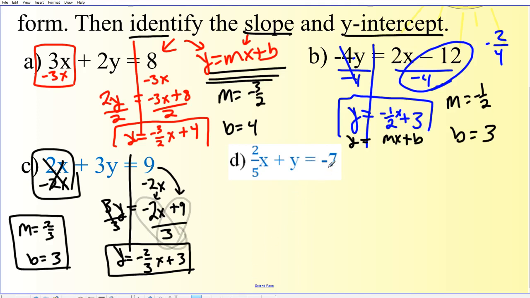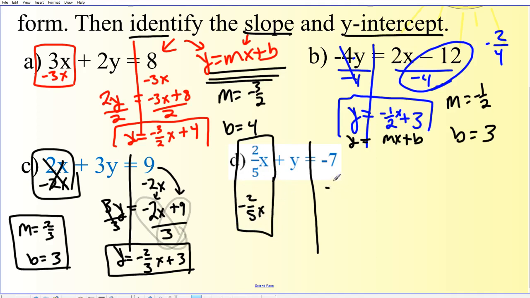Letter D. Well, to get y by itself, I got to get rid of this junk. Since it's being added to the y, we're going to subtract it away. I'm going to subtract 2/5 x on both sides. The whole chunk, the whole kit and caboodle. So I subtract 2/5 x on both sides. And we get y equals, again, I'm going to put the x piece first, followed by the negative 7. That way the slope comes first. This becomes negative 2/5 x minus 7.